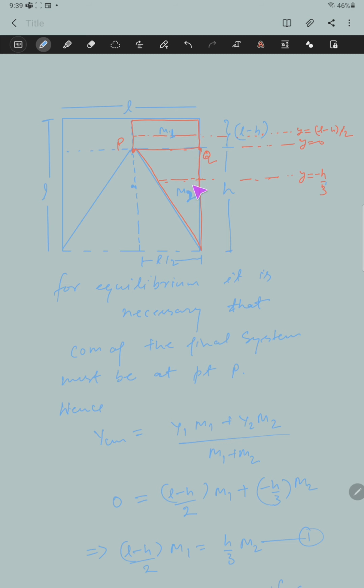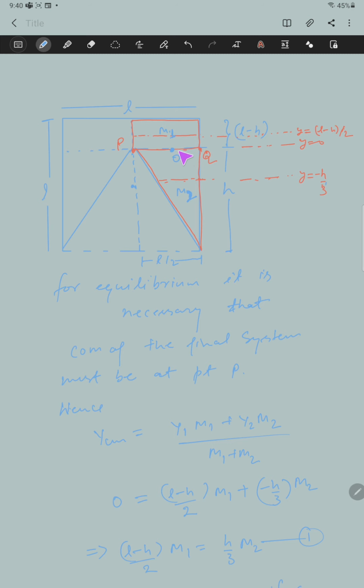Here we are also considering that the respective masses of the rectangular and triangular parts are m1 and m2. For equilibrium it is necessary that the center of mass of the final system must be at point P. This is the definition of center of mass: YCM is equal to (y1 m1 plus y2 m2) divided by (m1 plus m2). YCM will be 0 because we are taking the origin above this line. So we are considering the origin above this line PQ.